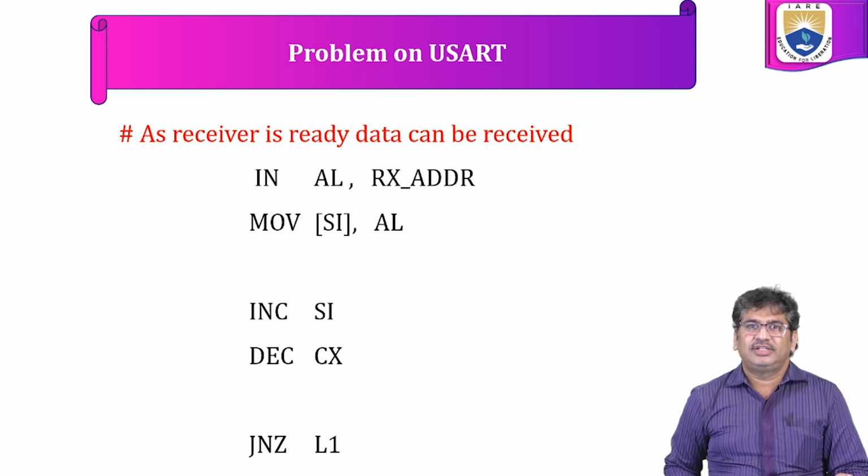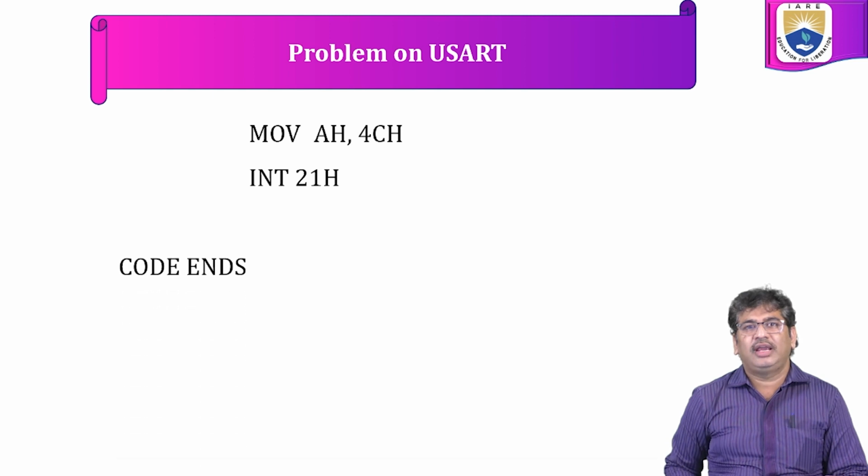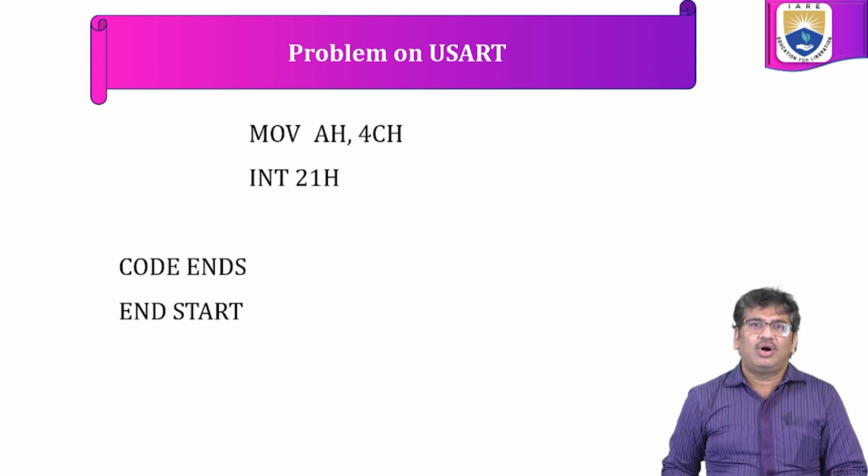Once all the data is received, as per the problem statement, we had to receive 100 bytes of data. Once 100 bytes of data is received, the CX content is 0, then the JNZ loop will be terminated. We can come outside of the loop and we can end the program by calling interrupt 21H with 4CH in AH. MOV AH, 4CH, INT 21H. We can end the code segment by using CODE ENDS, and we can end the program by using END START. So this is a program for receiving 100 bytes of data using 8251 USART with the given specifications.